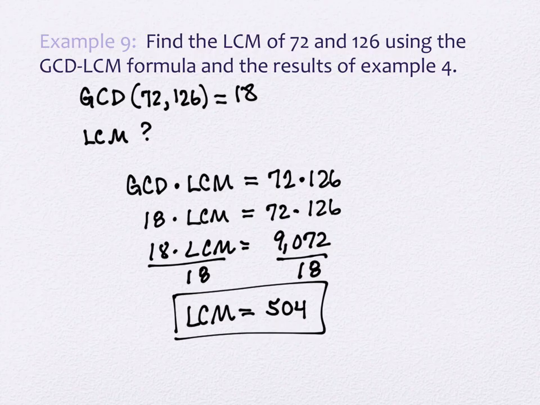Now, could I have found the least common multiple a bunch of different ways than that? Sure, I could. But it's actually a really nice way to find it if I already know the GCD. It's a pretty quick one. Okay.